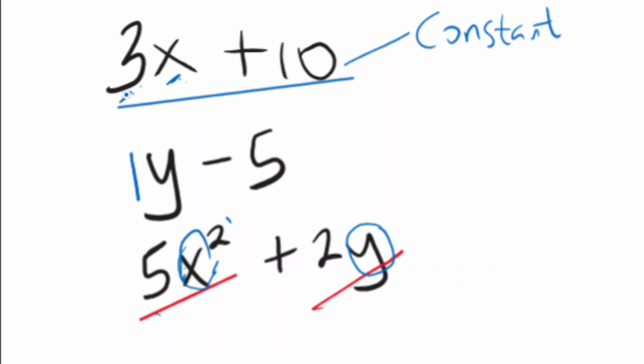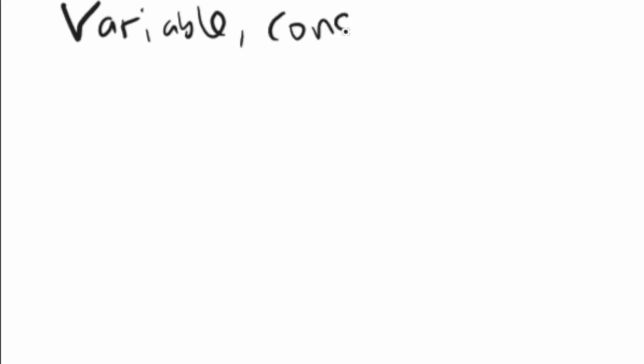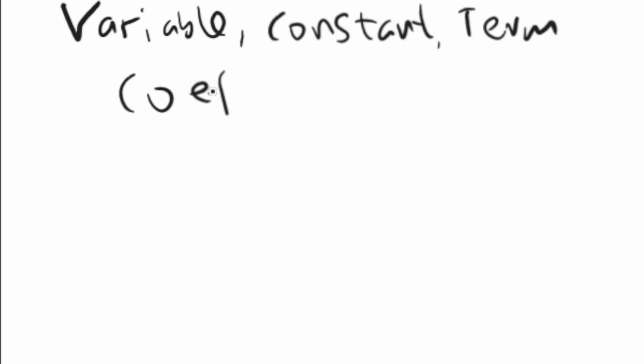But the 3 can't be a constant because it is attached to a variable x. So the 3 becomes a coefficient. So now we know what a term is. We know what a variable is. We know what a constant is. We know what a term is, and then we know what a coefficient is.